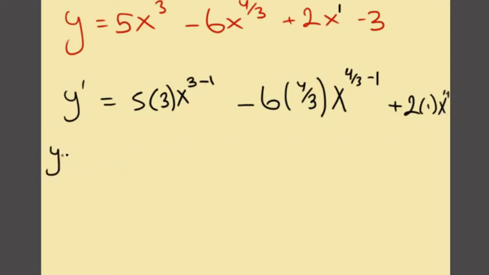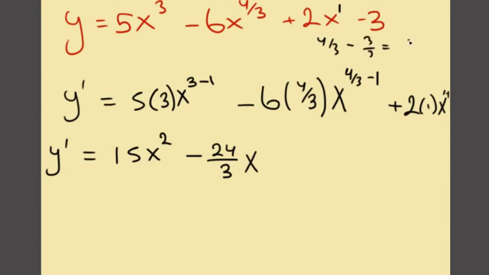Making this look a little bit neater, we get 15 x to the power of 2 minus 24 over 3 x to the power of, so let's do this on the side, 4 over 3 minus 3 over 3, which is equal to 1 over 3, so the power is 1 over 3, plus 2, because this becomes a 0. Well, actually a 1 because the power equals 0.